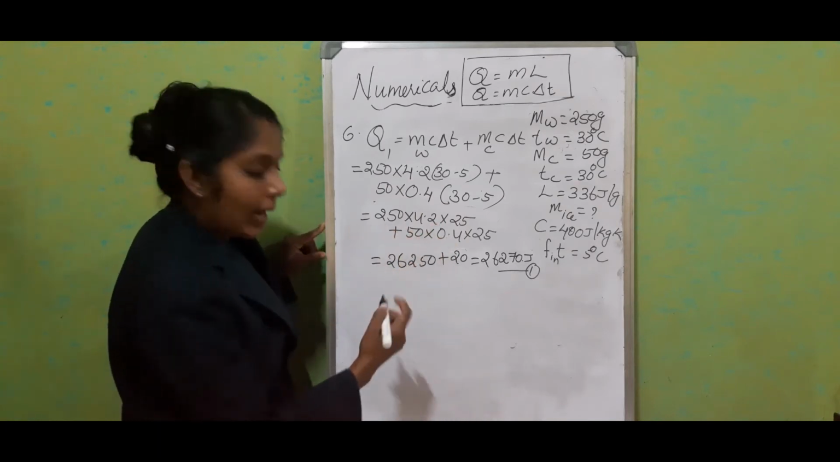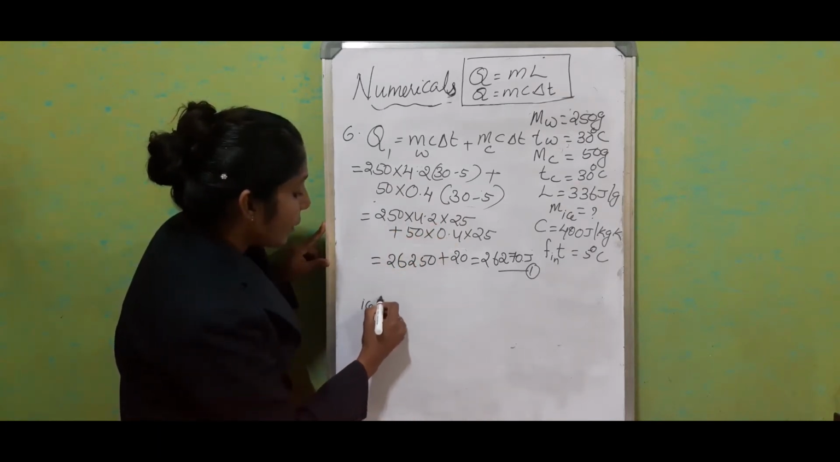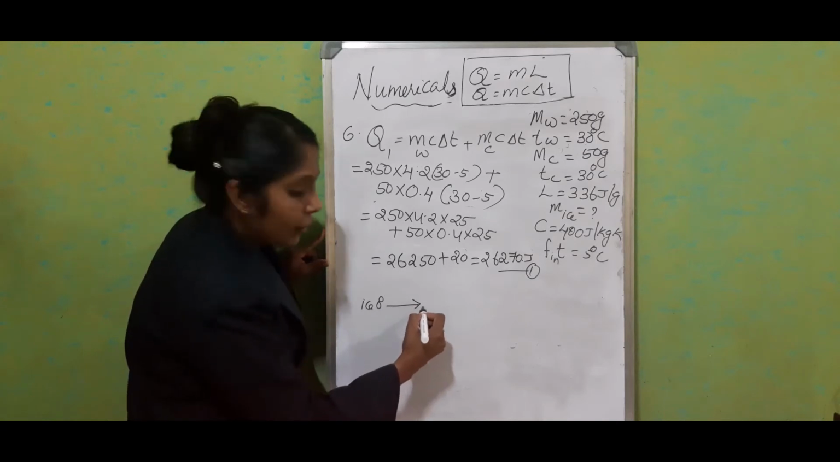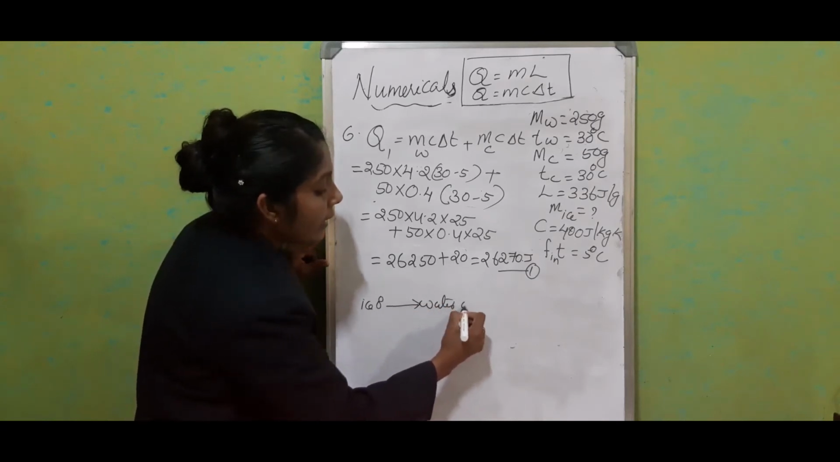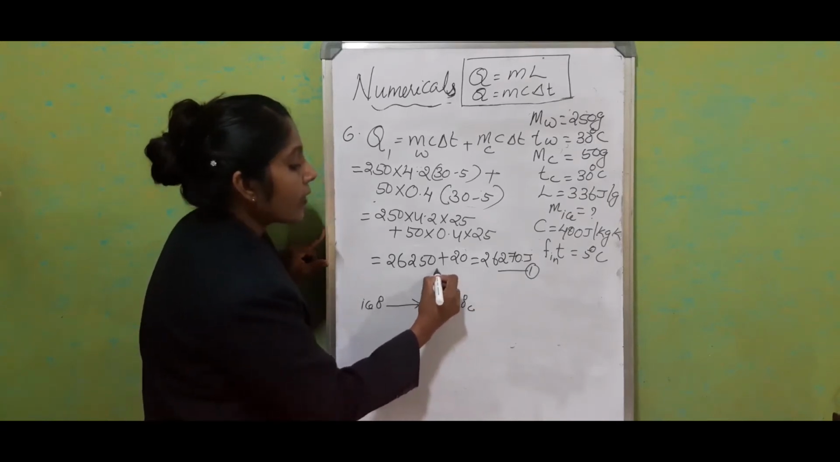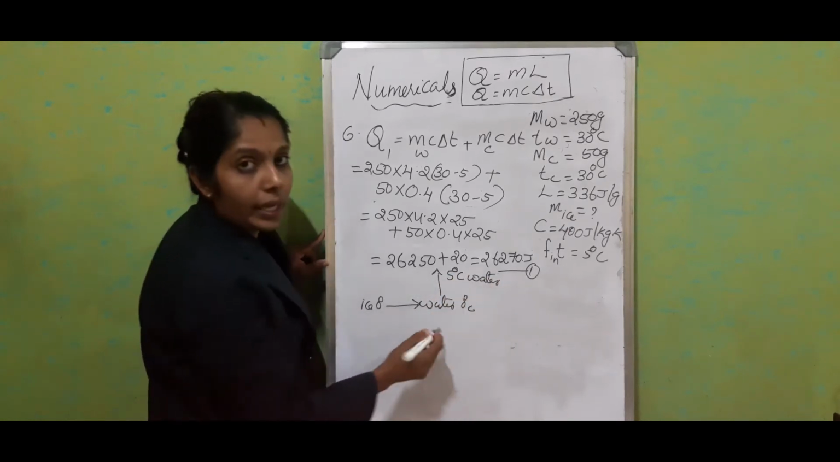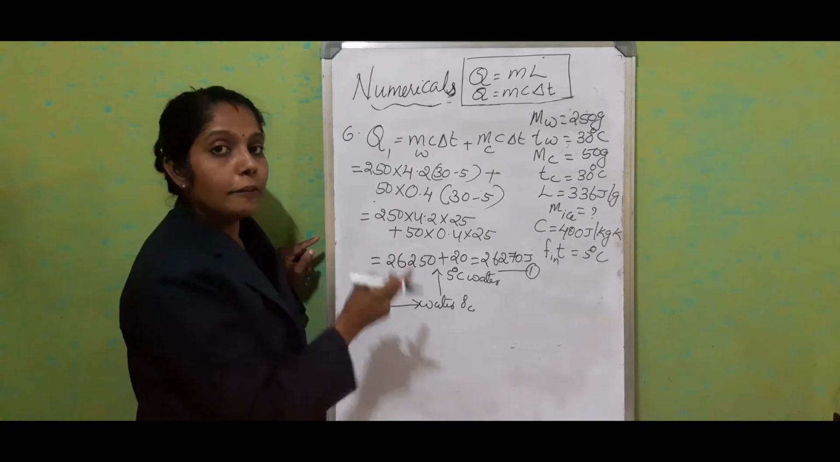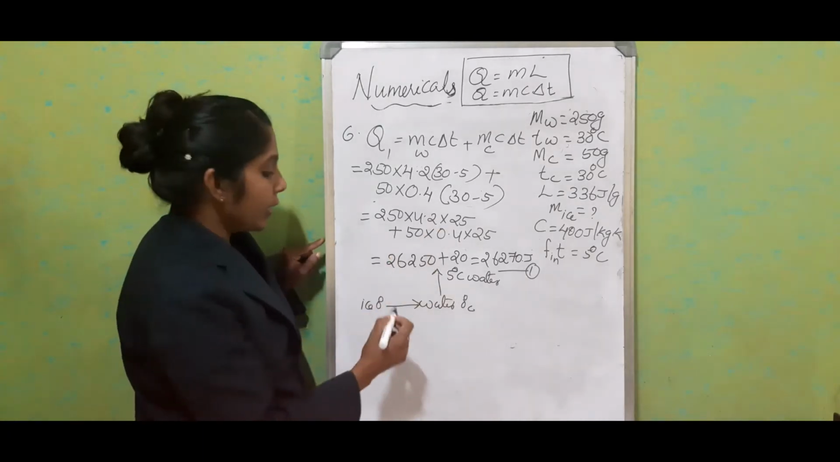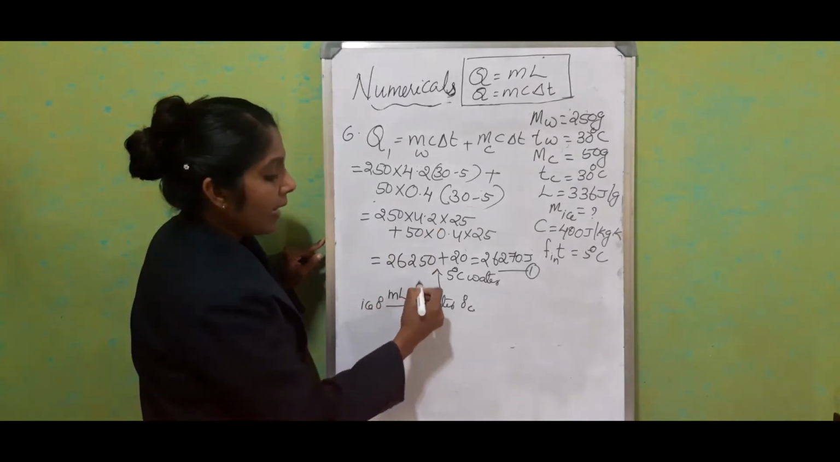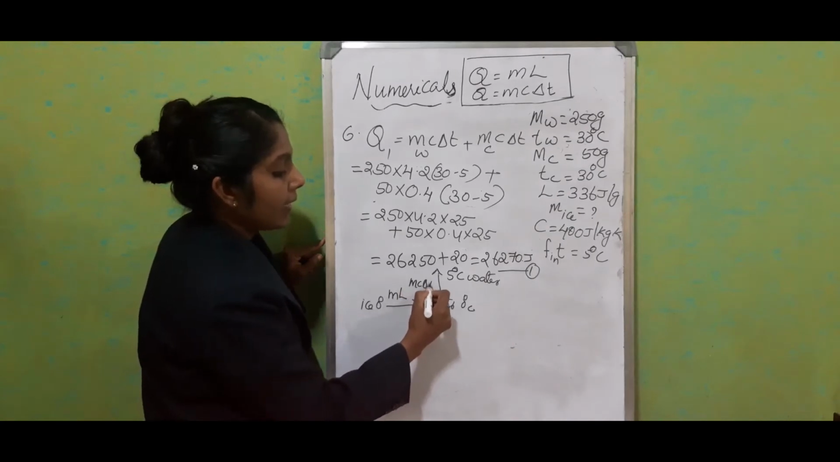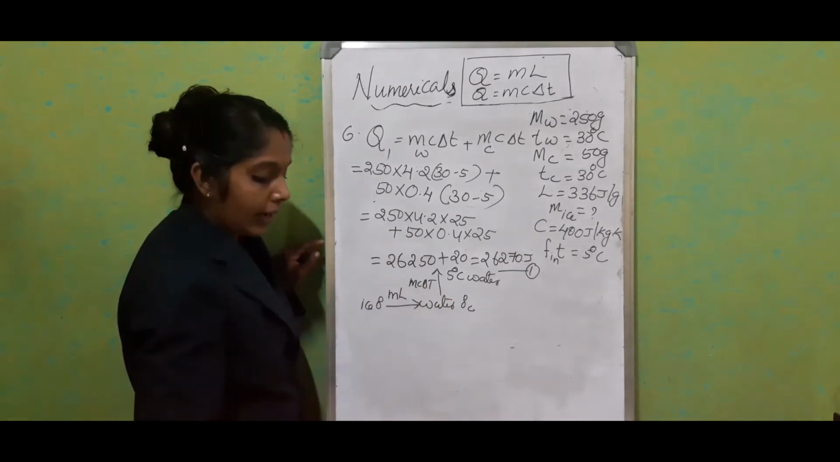So what happens to ice? Ice at 0 degrees Celsius first melts to water at 0 degrees Celsius. Then it reaches a temperature of 5 degrees Celsius water. Okay. So both processes happen here, phase change and temperature change. So here we will get mL and here mc delta T. Okay. Now we will find out their value.